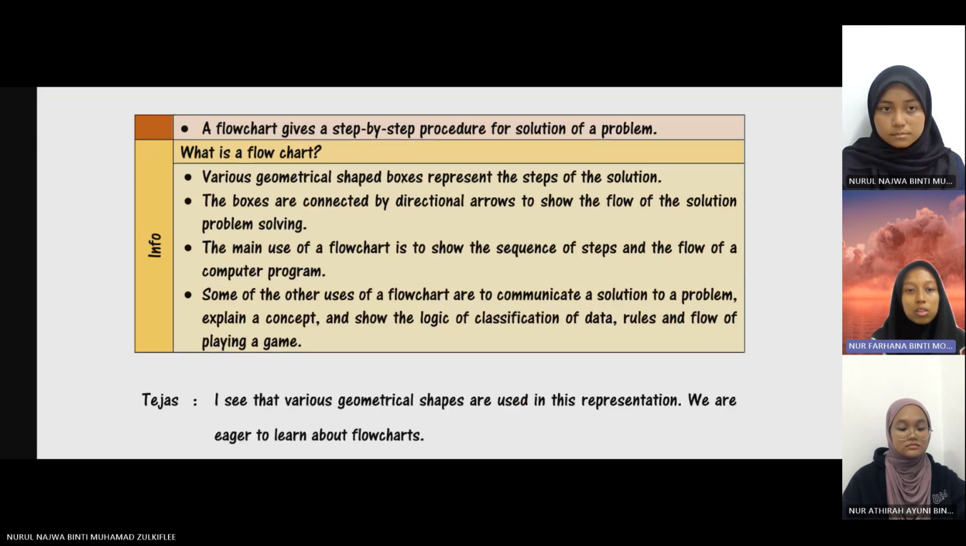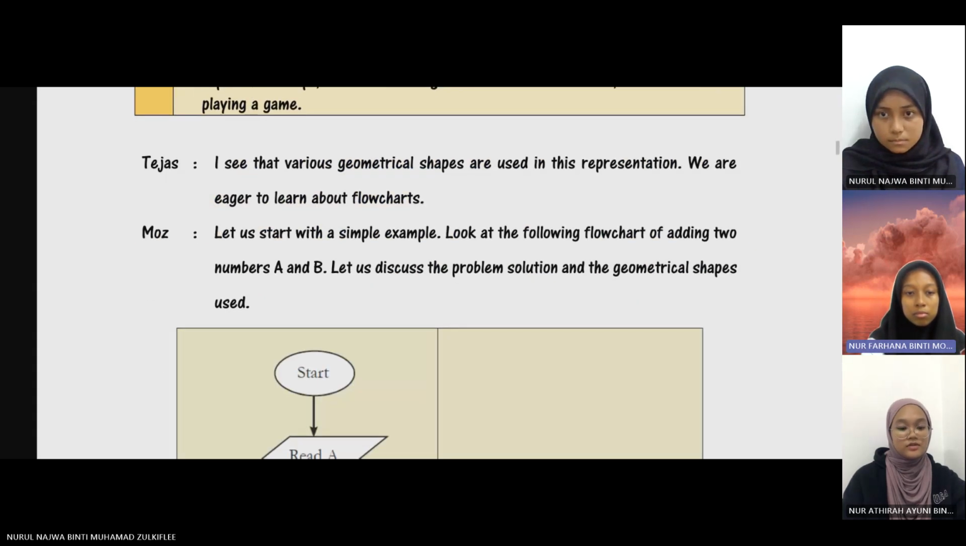Various geometrical shaped boxes represent the steps of the solution. The boxes are connected by directional arrows to show the flow of the problem solving. The third point is the main use of a flowchart is to show the sequence of steps and the flow of a computer program. And the last point is some of the other uses of a flowchart are to communicate a solution to a problem, explain a concept, and show the logic of classification of data, rules, and flow of playing a game.